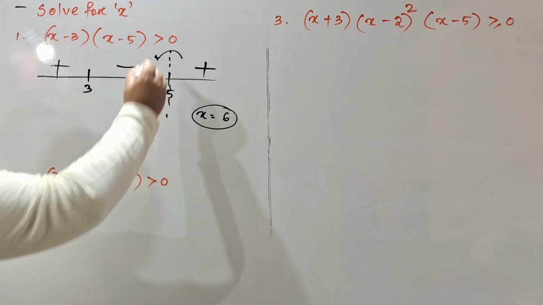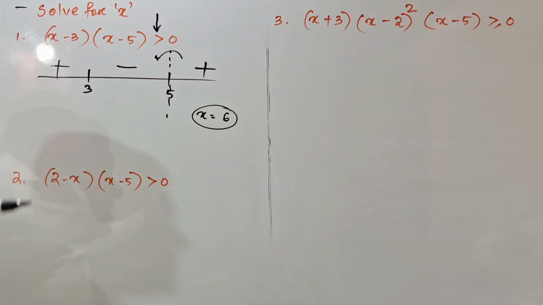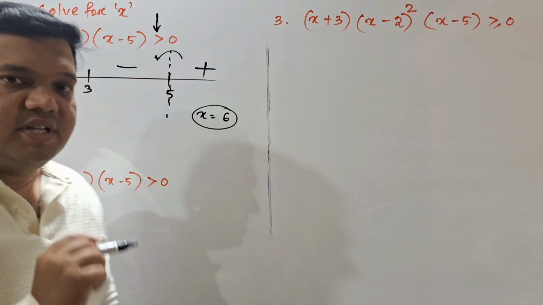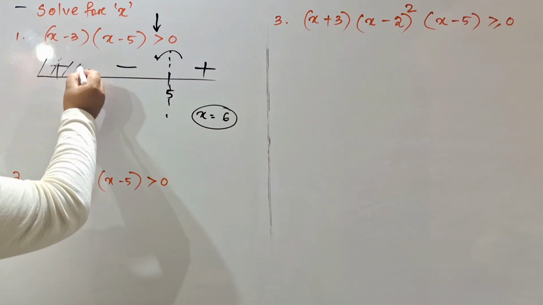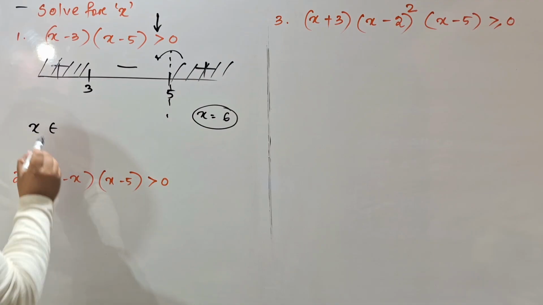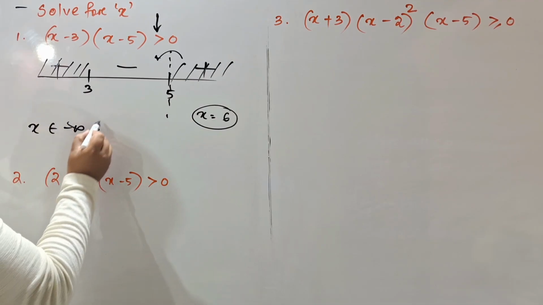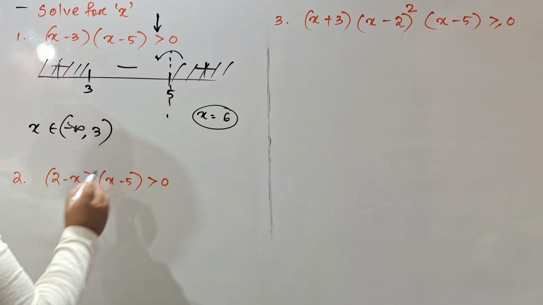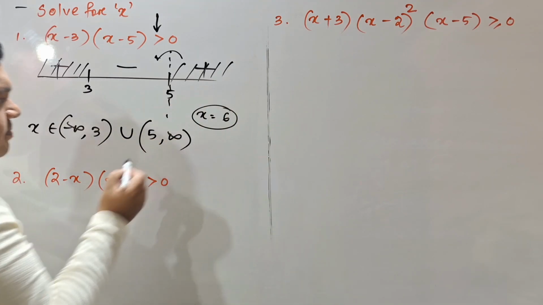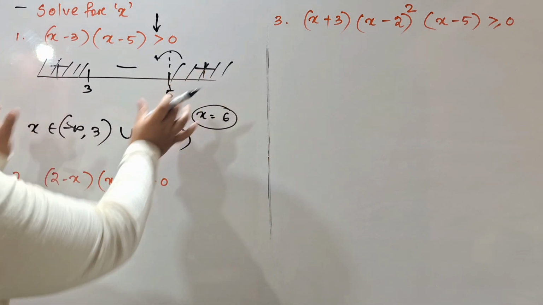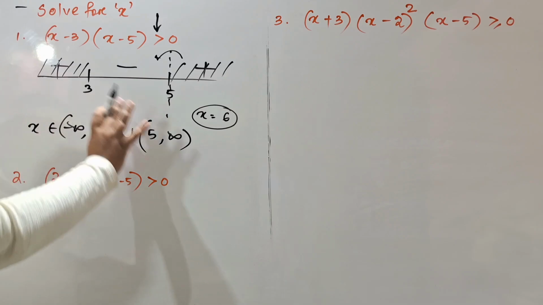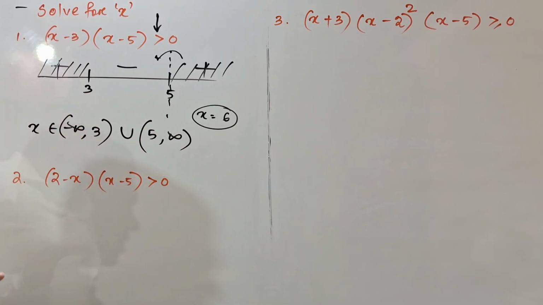Now which region do I have to select? Who will decide? The inequality sign will decide. Greater than means we have to select a positive region. That means I have to select this region or this region. So here x belongs to minus infinity to 3, union, 5 to infinity. So this is my answer. I have to select 2 regions here. That's why union, the or operation, this or this. Clear? This is the process to handle inequality.